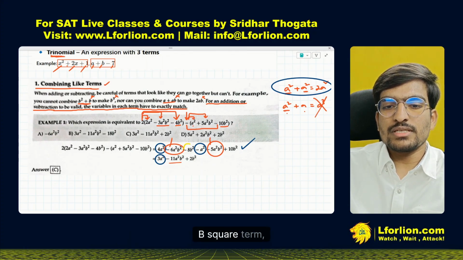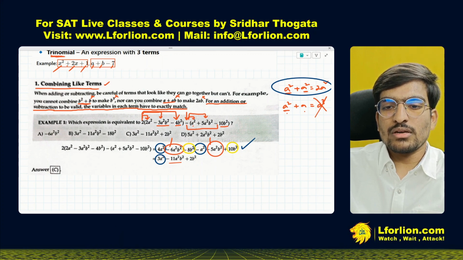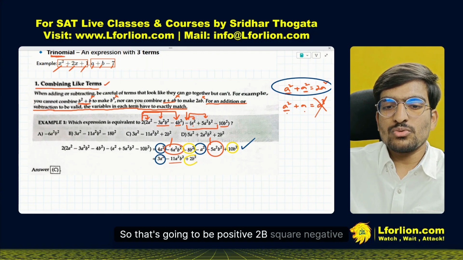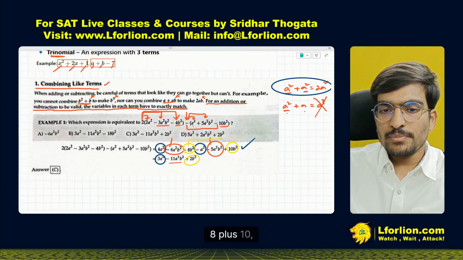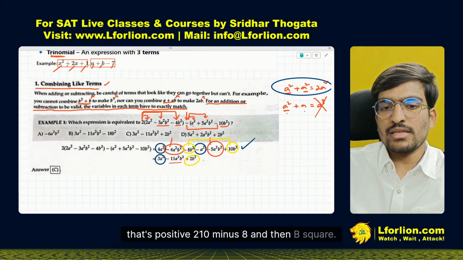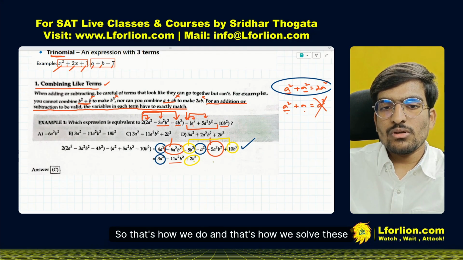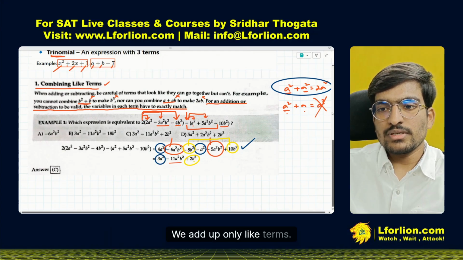Now third, b square, negative 8b square and positive 10b square, so that's going to be positive 2b square. Negative 8 plus 10, that's positive 2. 10 minus 8 and then b square. So that's how we do it, and that's how we solve these terms. We add up only like terms.